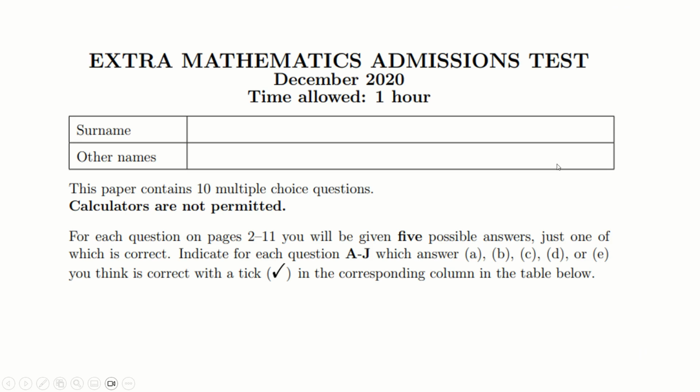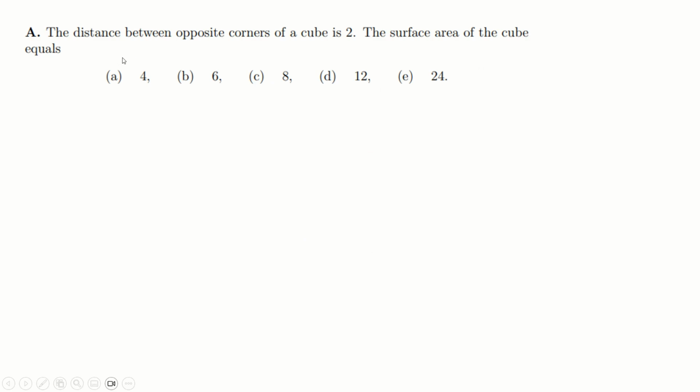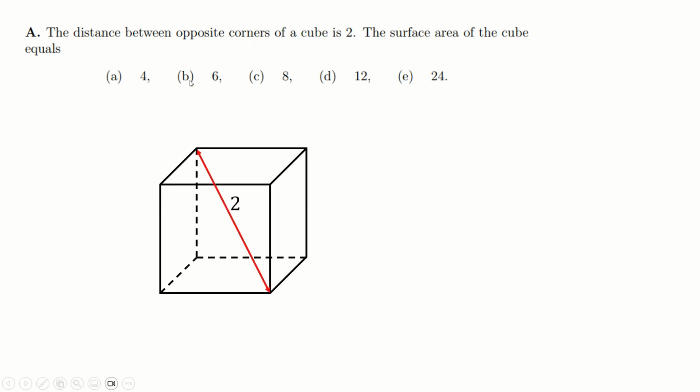This is the extra multiple choice questions from December 2020. Just turn them just like it's going to be happening this week in 2023. So the distance between opposite corners of a cube is 2, so this distance across here is 2.